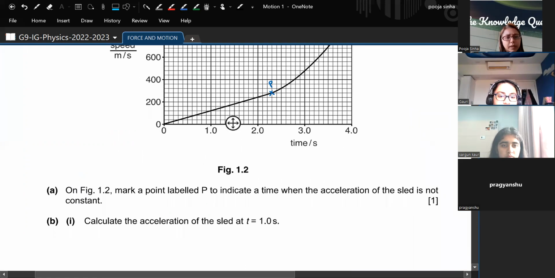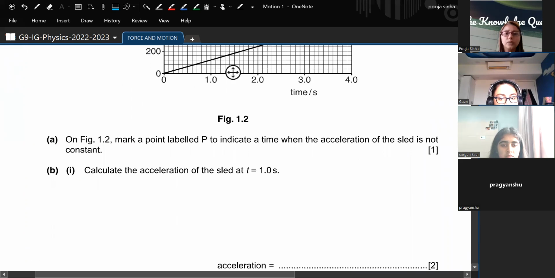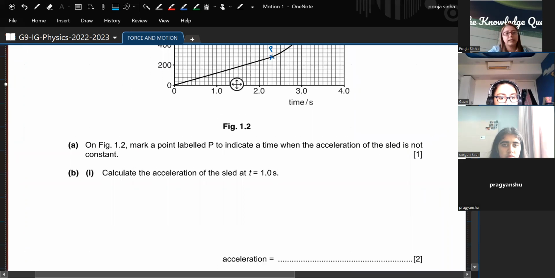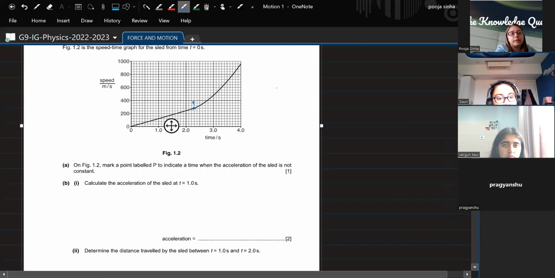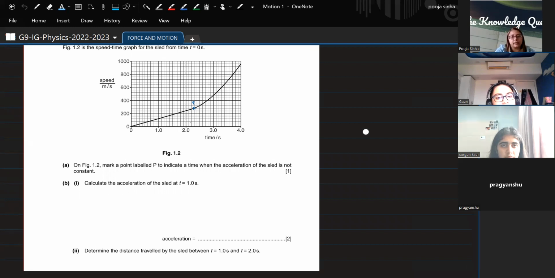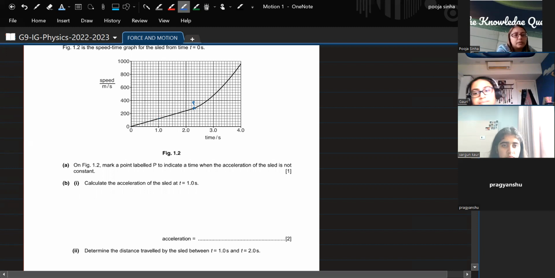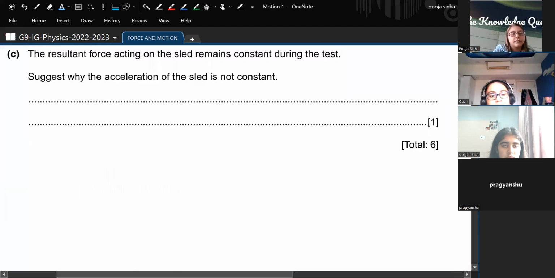Roughly there. Then calculate the acceleration of the sled at 1 second. Acceleration at 1 second. What do we have to find for this? Gradient. Since it is asked at 1 second, the gradient up to this point, this point, right? Yeah. Okay, all right.